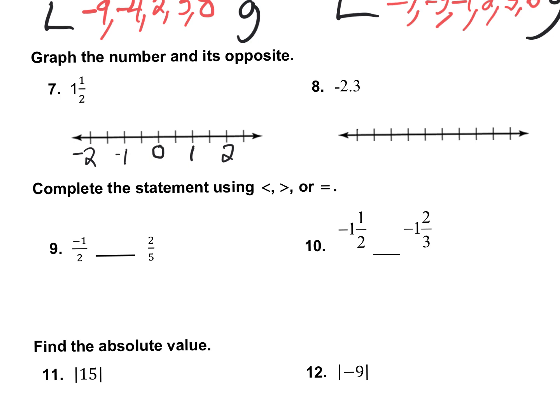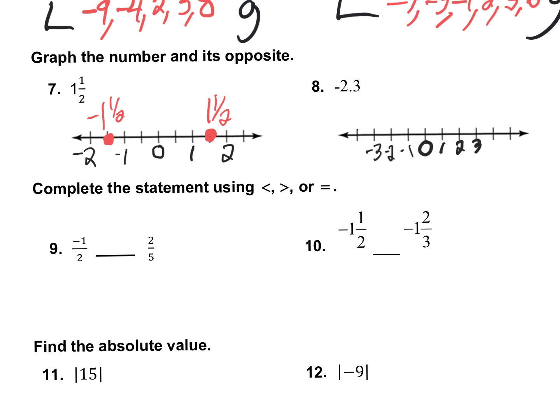Okay, number 7, we need to graph 1.5 and its opposite. So I did my intervals, and I actually counted by halves, and I just went half, 1, 1.5. And I'm going to put a dot at 1.5. That's 1.5. And the opposite will be right here, and that's -1.5. Make sure you use dots.